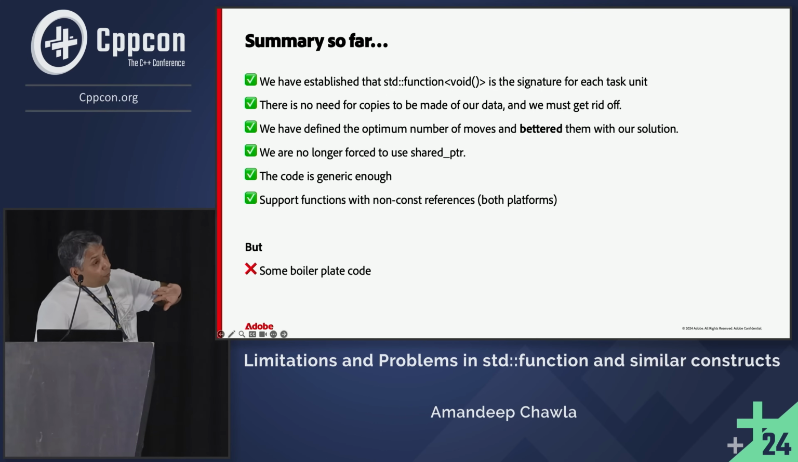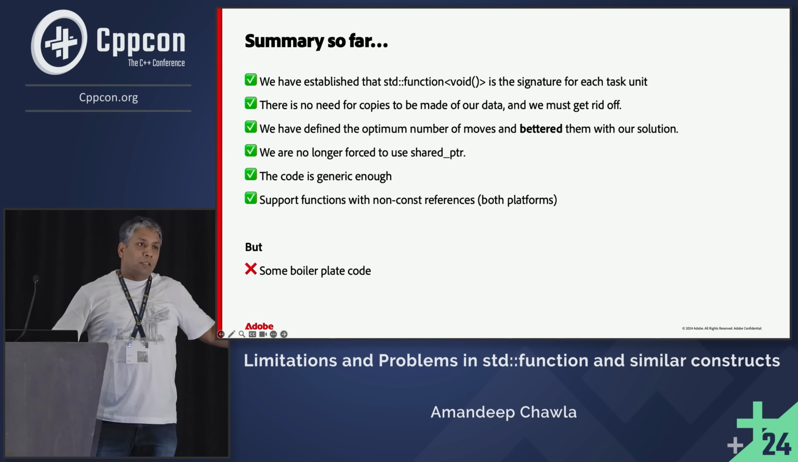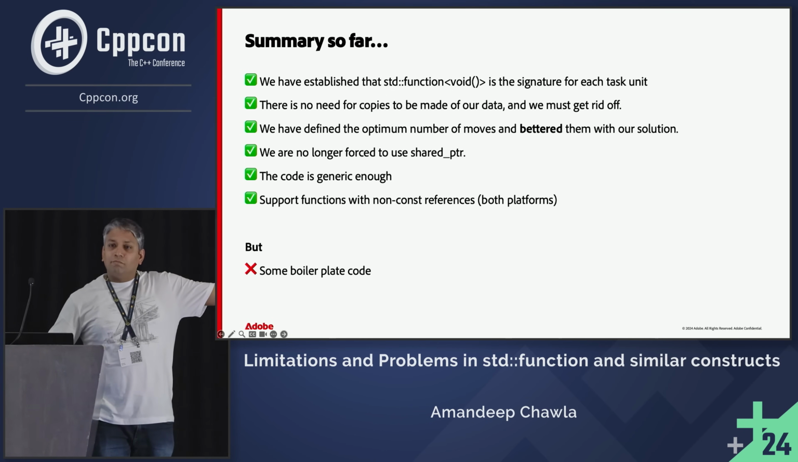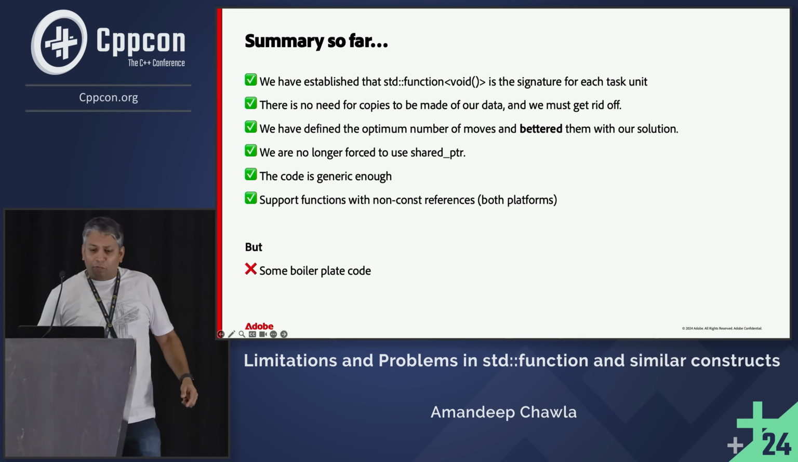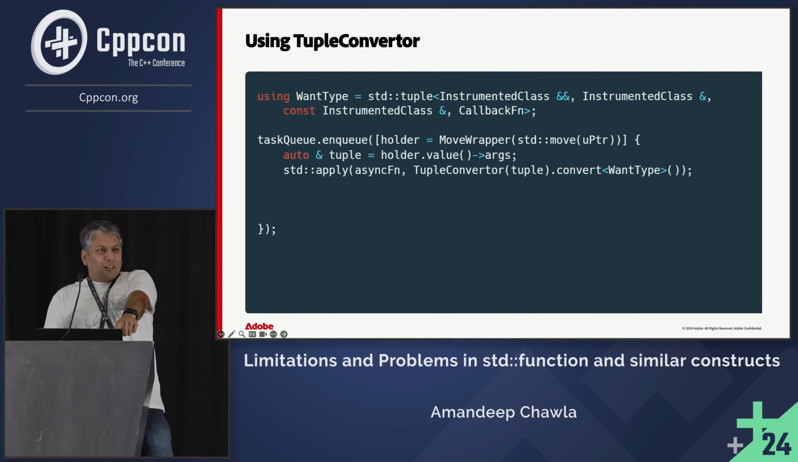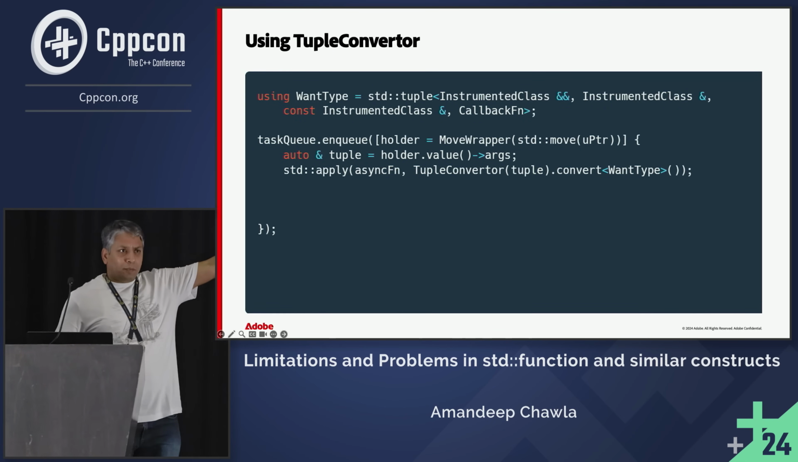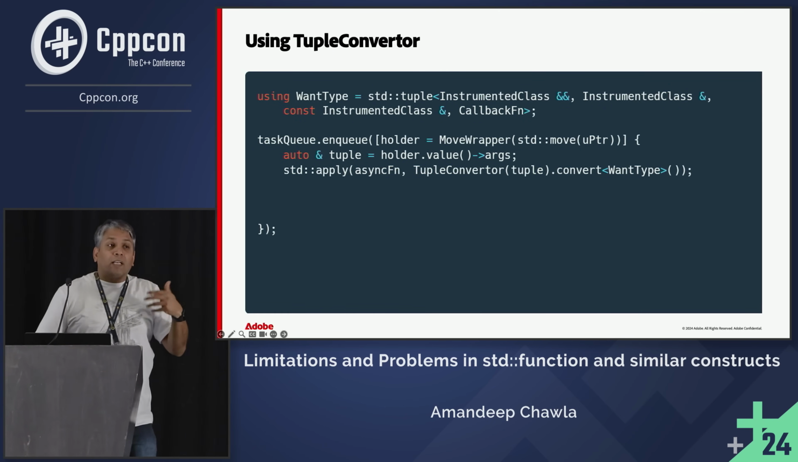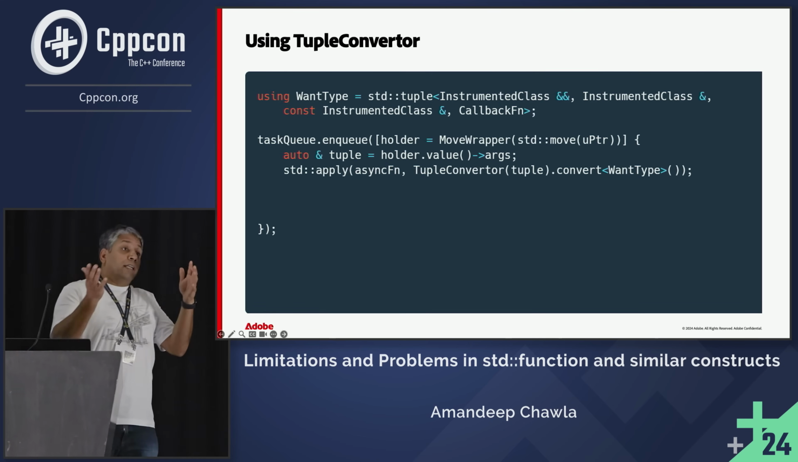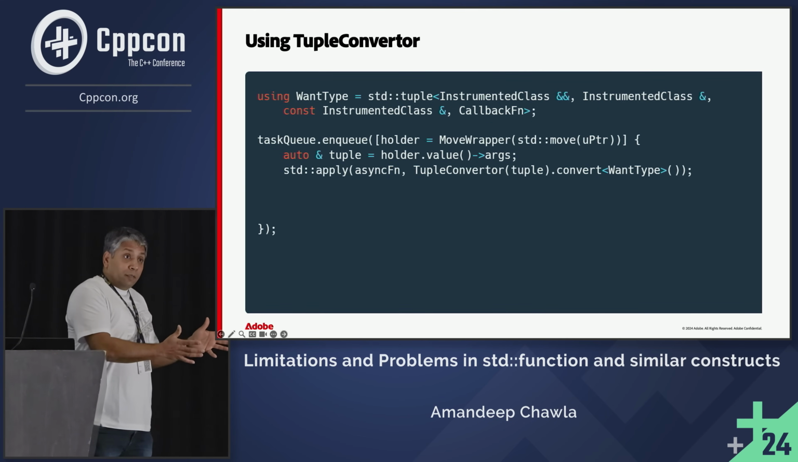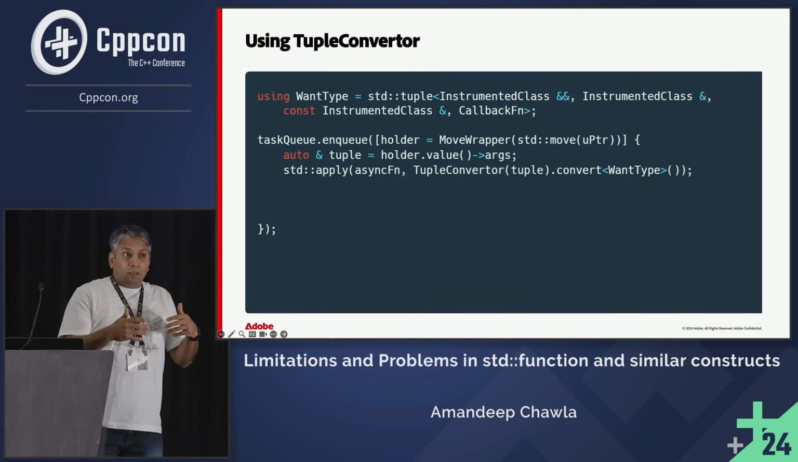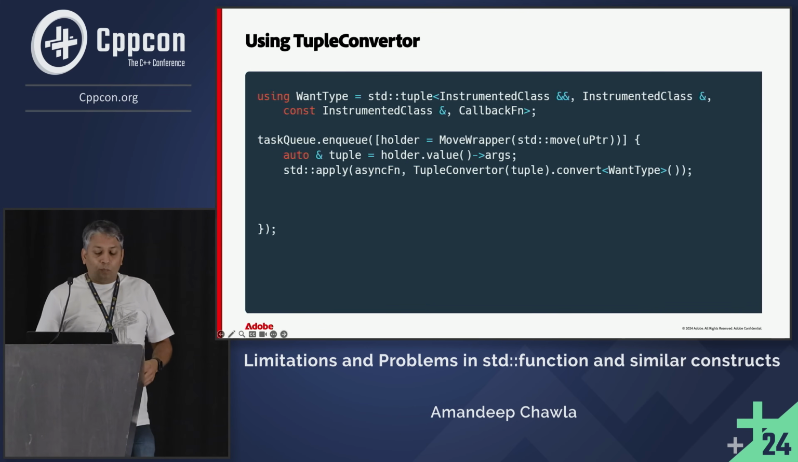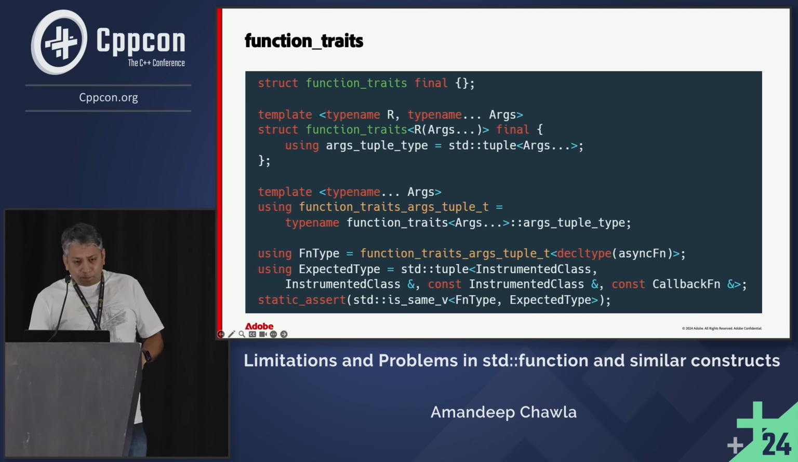So, summary so far: from a lot of boilerplate code, we are left with some boilerplate code. And the boilerplate is that I still don't like that I have to specify want type. As I told you, if we can devise a solution where I can even find the type of a function, what the parameter types are, it solves the problem for me. So let's see how we can do that.